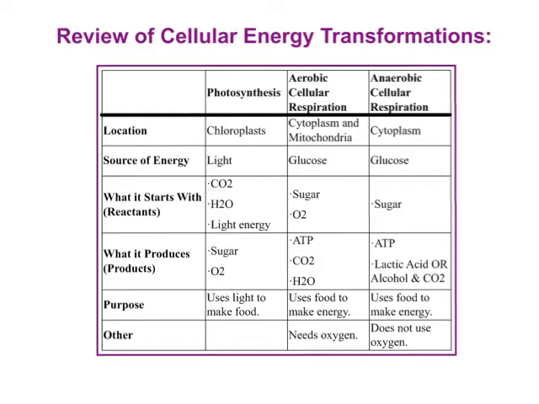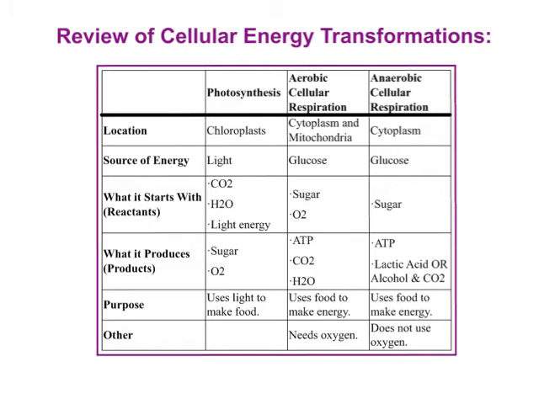And here we're going to just take a quick review of our cellular energy transformations. We're going to look at photosynthesis, aerobic cellular respiration, and anaerobic cellular respiration, and we're going to compare those. So I've made a little chart here for you to do that. If we look at these 3 different processes, and we look at the location of them, we recall that photosynthesis took place in the chloroplast. Aerobic cellular respiration takes place in the cytoplasm and the mitochondria. Anaerobic cellular respiration takes place only in the cytoplasm.